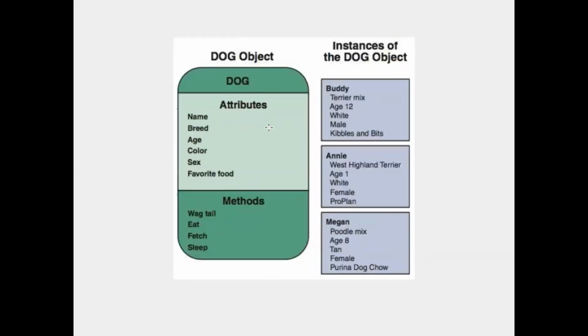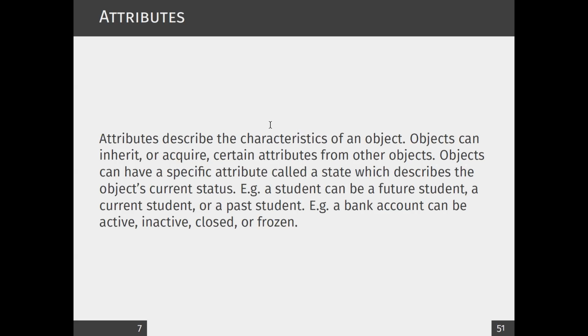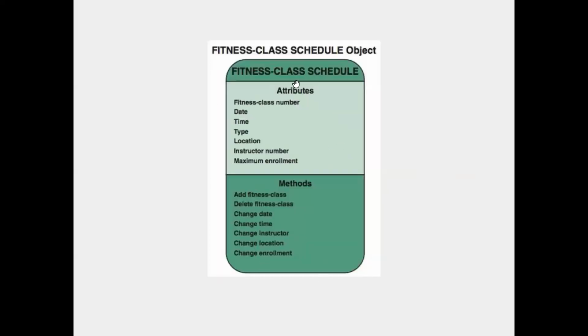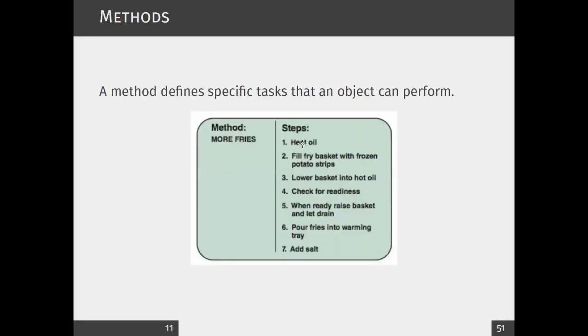And then we discussed a couple of other objects as well. Attributes basically describe the characteristics, and you can inherit or acquire attributes from other objects, which we have also discussed. Now, here we have two objects, a student and an instructor, and you can see they have different sets of attributes. And then this is an event, or we can say a fitness class schedule, which can have its own set of attributes, right?